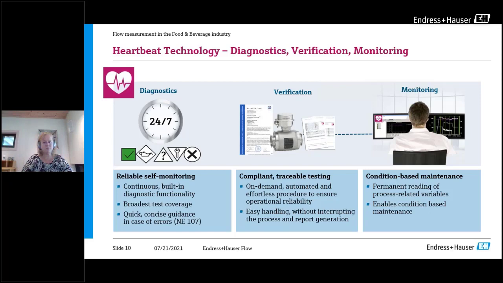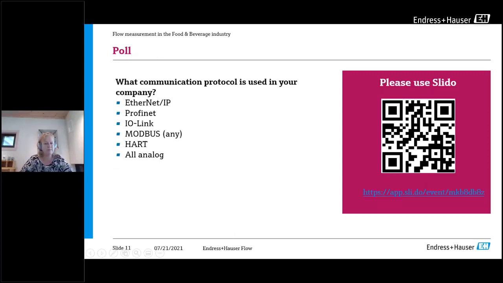Here, it can, for example, be done as a general routine, as a means to extend calibration intervals, but also, for example, at the beginning of a batch. The last block is the heartbeat monitoring. That is a way to track and trend certain diagnostics functions to see if something is changing in the process, and to be able to react to any changes in the condition of the process or the instrument over time.